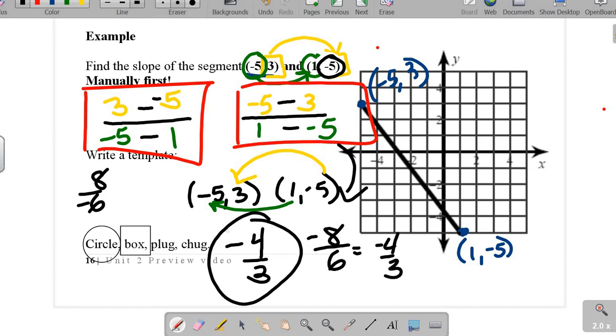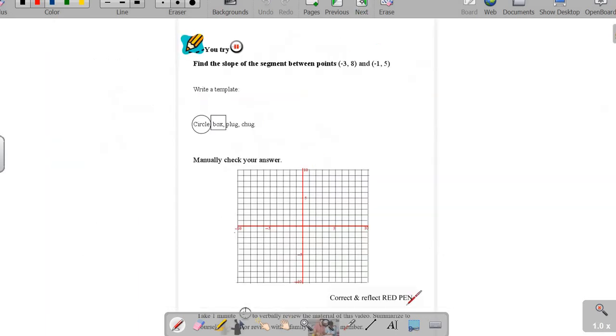So you can see no matter the direction you go, you're going to end up with the same slope. So to be consistent, start left to right, finish left to right, go right to left, finish right to left. Choose one. This page you're going to do on your own. Pause the video and restart.